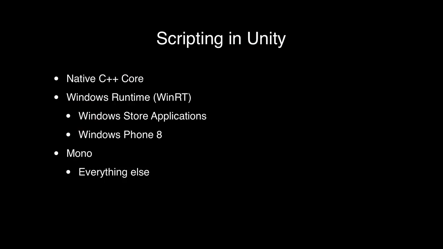So in general, Unity is a native C++ application. It then hosts one of two different scripting engines on top of that to provide the user scripting experience. The first one is the Windows Runtime, or WinRT, and that's for Windows Store applications or Windows Phone 8 applications. But in general, we use Mono for all the other platforms, and that's what we used for a long time. We just did the Windows Runtime recently.